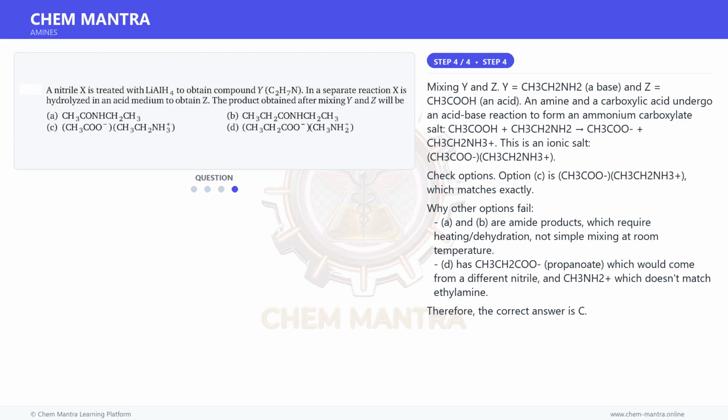CH3COO minus CH3CH2NH3 plus. Check options. Option C is CH3COO minus CH3CH2NH3 plus, which matches exactly.